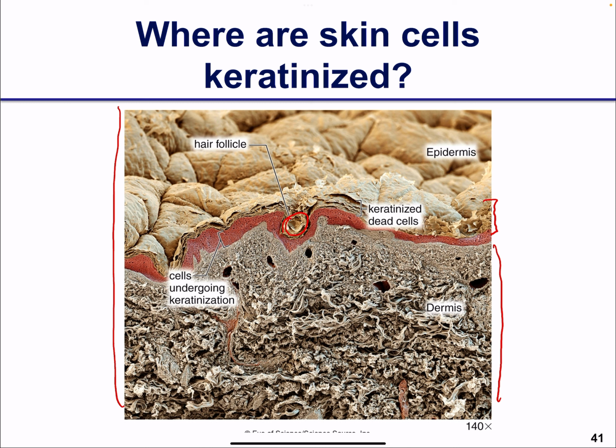What else do I need to show you? So these are cells that actually are undergoing keratinization, right? And you can see the cells are relatively dark because they contain melanosomes, which are the little sacs that contain melanin.